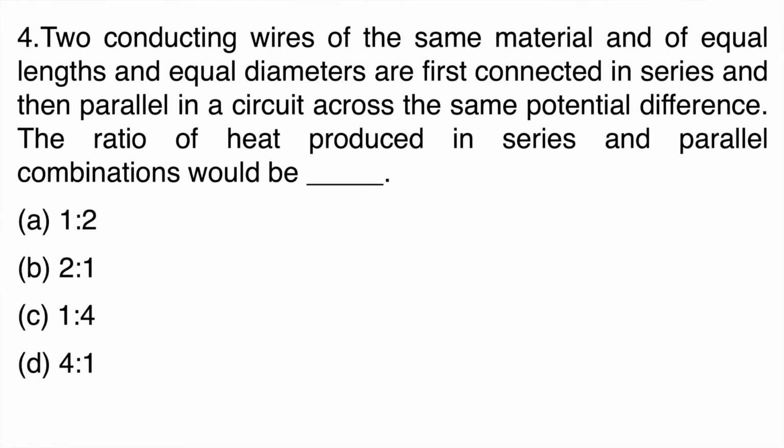Question number 4. Two conducting wires of the same material and of equal lengths and equal diameters are first connected in series and then in parallel in a circuit across the same potential difference. The ratio of heat produced in series and parallel combinations would be. So we have to find the ratio of heat produced in series and parallel. What is the formula for heat energy? According to Joule's law, H is equal to V square by R into T. Otherwise the formulas are I square R into T and V into I into T.